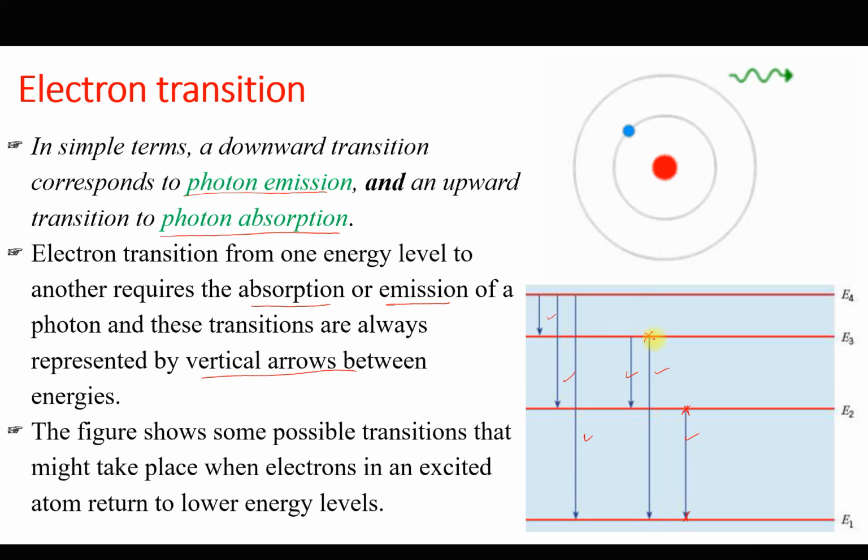a transition from the second excited state to the ground state, and a transition from the second excited state to the first excited state. So this figure shows some possible transitions that may take place when an excited atom returns to lower energy levels. Sometimes the transitions will be pointing upwards, especially where a photon has been absorbed. When a photon has been absorbed, we expect an upward transition where the electron is promoted to a higher energy level.